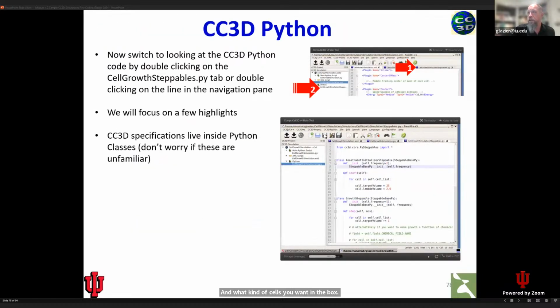Okay. If we now switch to the CC3D Python by double-clicking on the name that begins steppables.py, or the tab steppables.py, you'll see Python code.